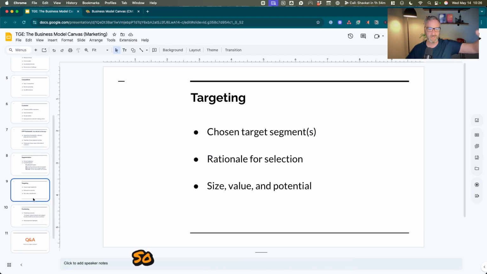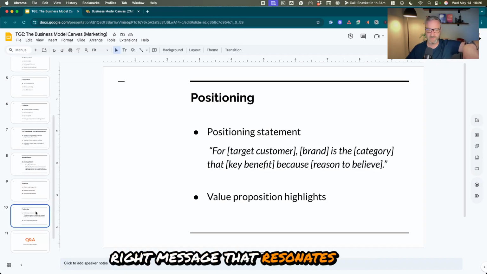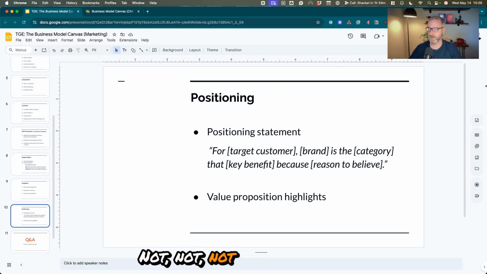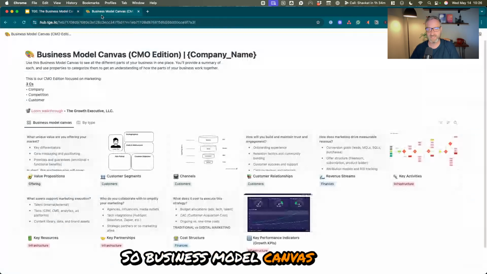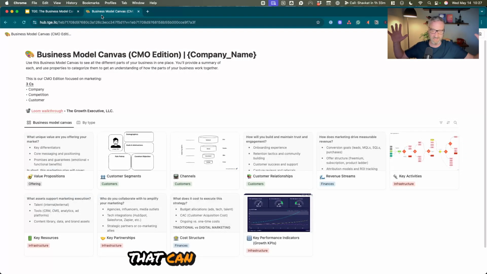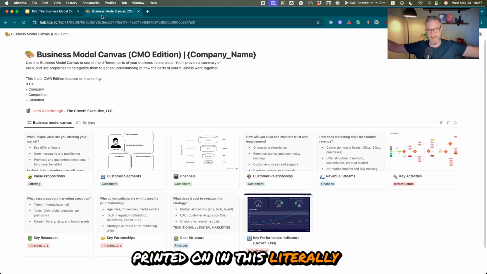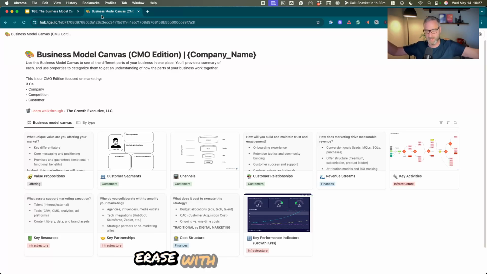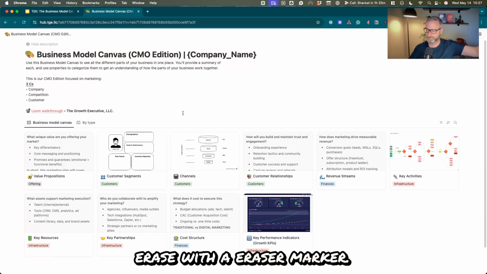All right. So targeting is choosing the right customer. Messaging is about getting the right message that resonates with them, not a complicated process if you have a defined framework. All right. So business model canvas, again, as a high level, is a document that exists as a one-page plan that can easily be put up on a big screen in a conference room, or even printed on literally a canvas that you can write on and erase with an eraser marker.